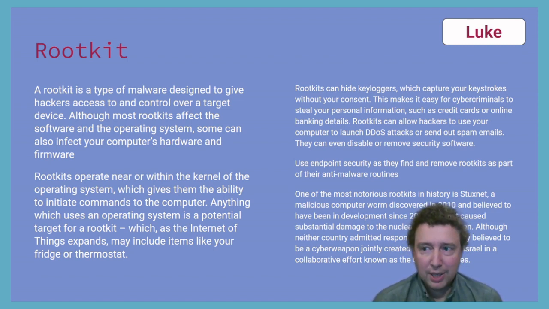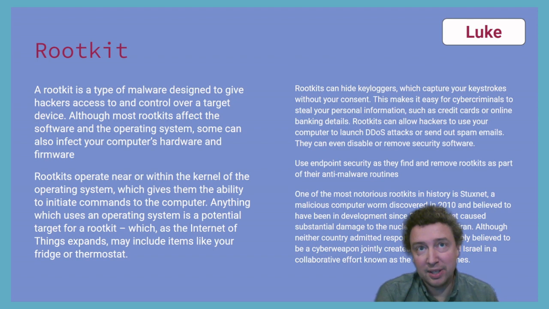Once you've got root access, you're able to change the operating system and access other hardware and software that's on your system. Rootkits, as Luke says here, allow you to initiate commands on your computer. So anything with an operating system can be a potential target. And that could also be Internet of Things devices or smart devices, such as your Alexas, but also just your smart fridge or your smart kettle or your smart microwave.